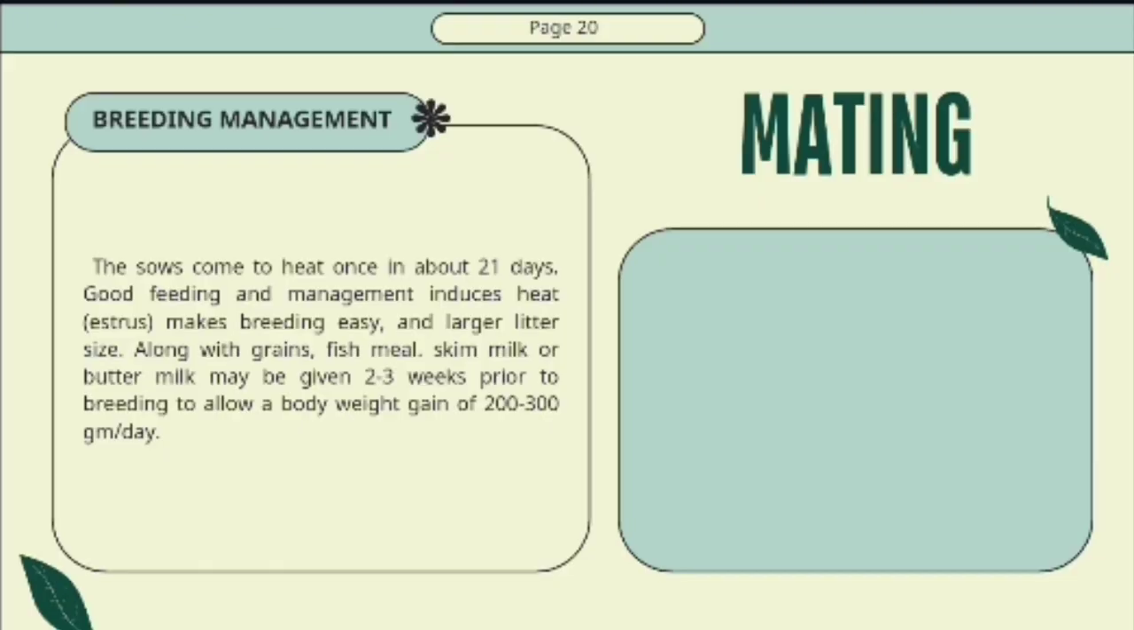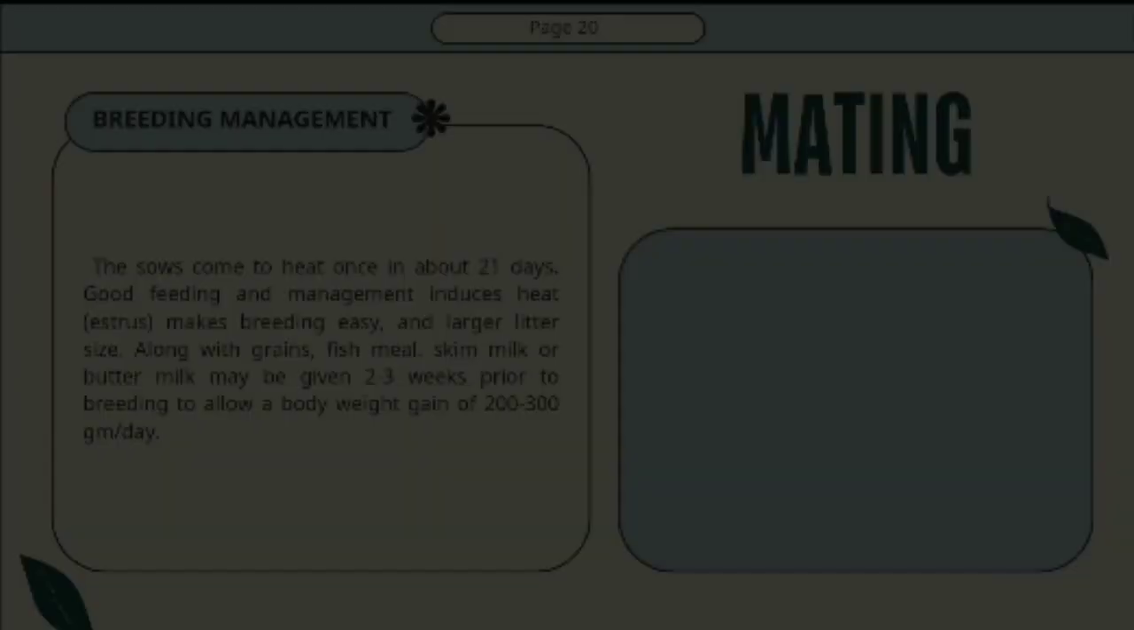So in breeding management, mating is one of the important aspects. The sows come to heat once in about 21 days. Good feeding and management induces heat, makes breeding easy, and gives larger litter size. Along with grains, fish meal, skim milk, or buttermilk may be given 2 to 3 weeks prior to the breeding to allow a body weight gain of 200 to 300 grams per day.